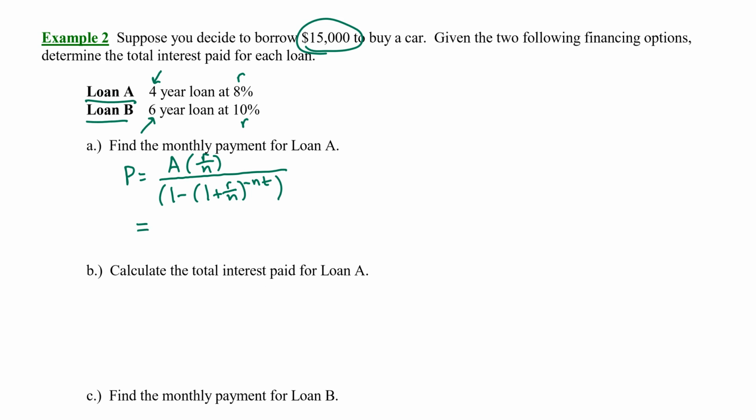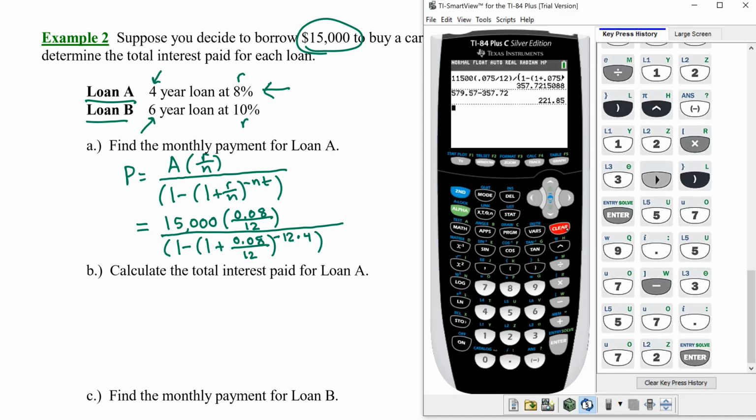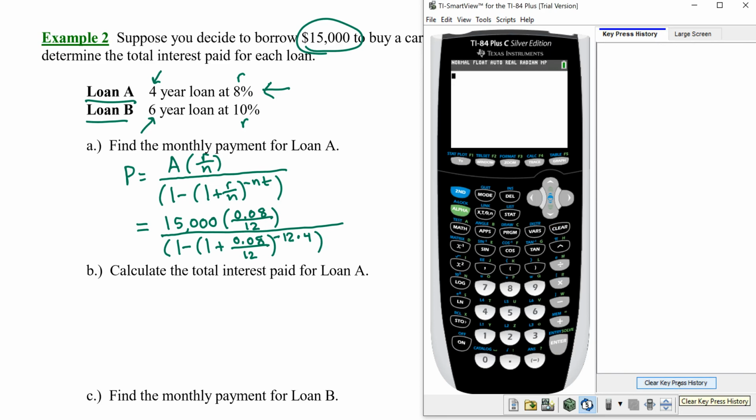Okay, so the amount of our loan is going to be $15,000. For loan A, the rate of interest is 8%, and we'll type that in as 0.08. We're going to be making monthly payments on this loan. So N is 12 payments per year. Open parentheses, 1 minus, open parentheses, 1 plus 0.08 divided by 12, exponent negative n. Remember, number of payments is 12 per year, and we're looking at a 4-year term for this loan. So let's calculate the monthly payment for this first loan.